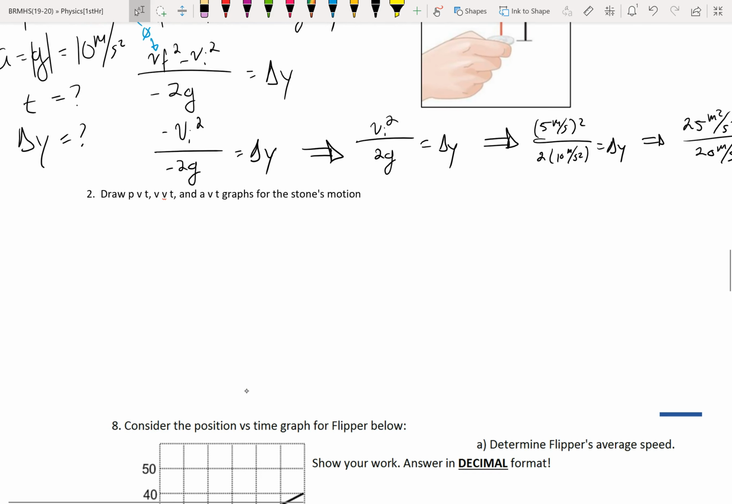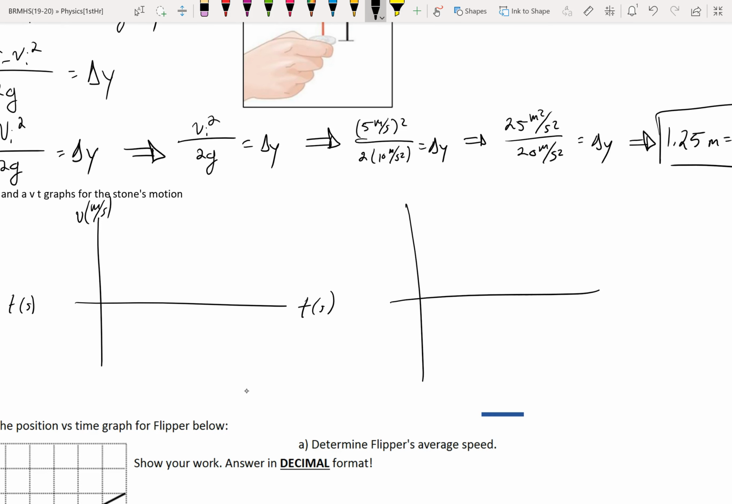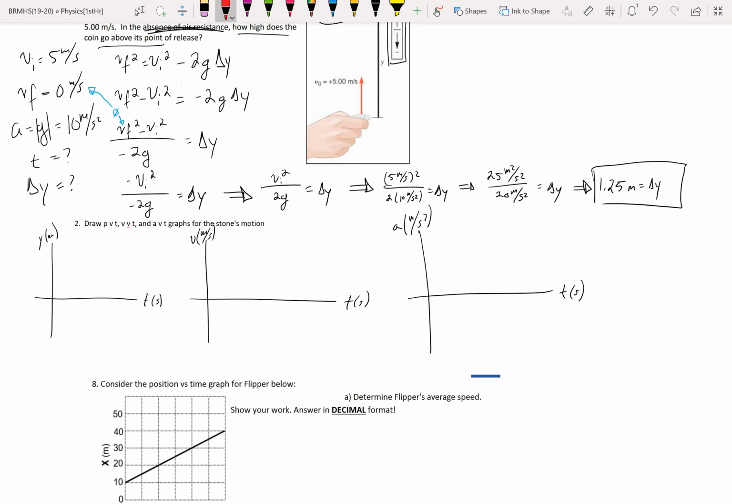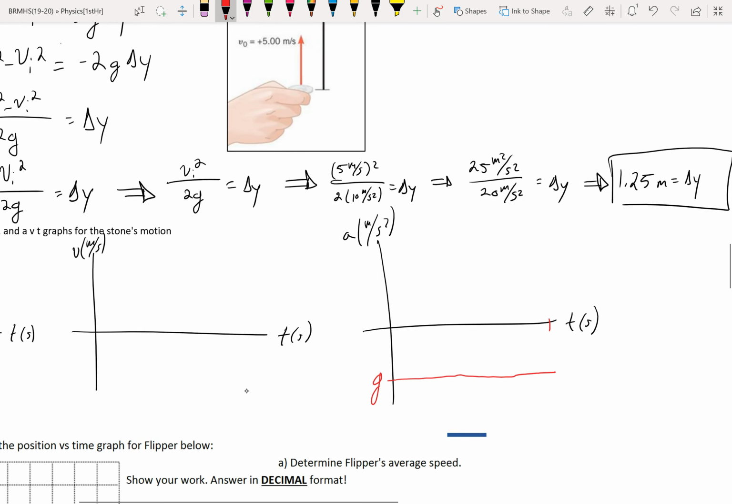Graphs. This is going to be y versus t. V in meters per second versus t seconds. And A in meters per second squared versus seconds. Okay, we call down negative. So little g is boom. Oh dear. Okay, and then what else? Time. What is the time? Did we not solve that? You figure out the time.